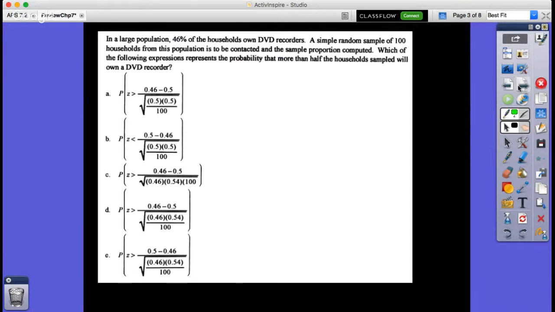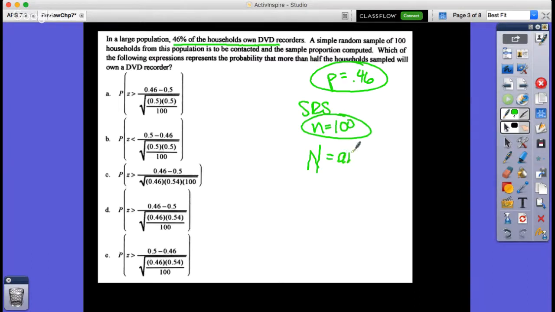This one's a little weird just because of the way that it's addressed, but let's look at this one. In a large population, 46% of the households own a DVD recorder. Stop right there. That is referring to P, not P hat, so this is the population proportion, 0.46. An SRS of 100 households, so that would be n equals 100, a simple random sample of 100 households from this population. By the way, what's big N? That would be all households.